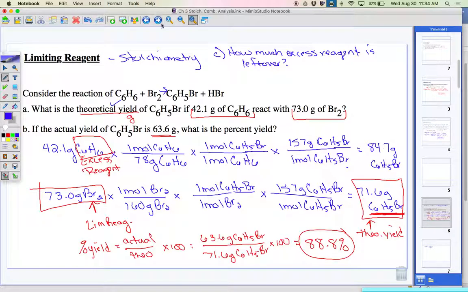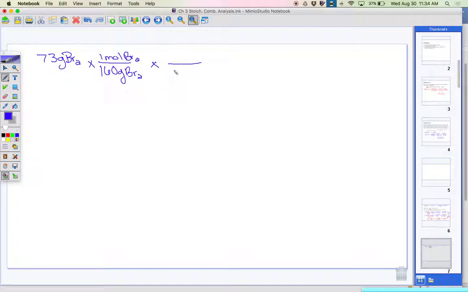I gotta flip back. Right, it's still 1 to 1. For every 1 mole of Br2 that reacts, I have to have 1 mole of C6H6 react, right? Now, I know you can do this in your head. I'm just writing it all up.